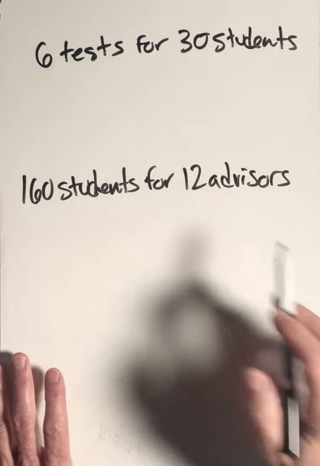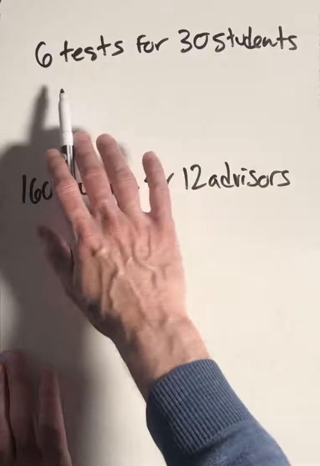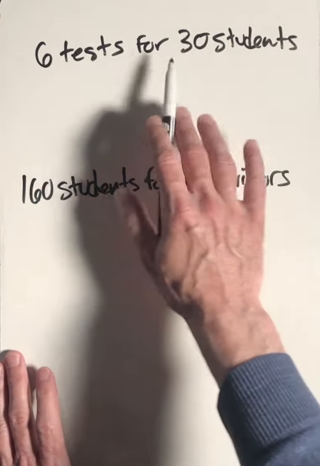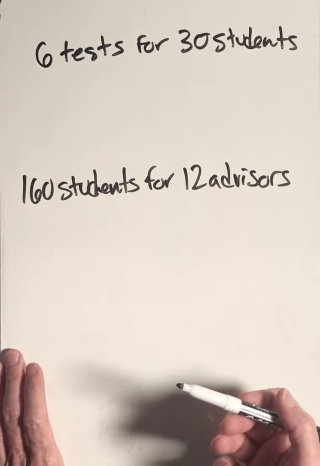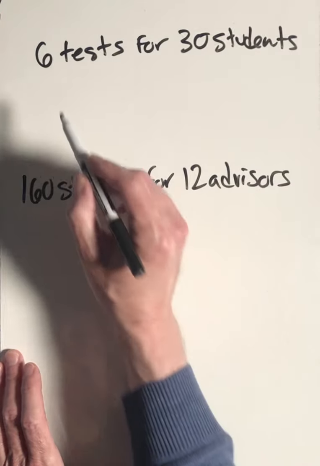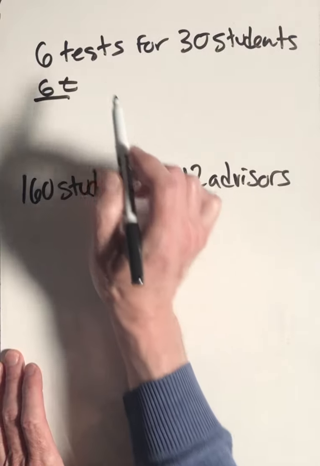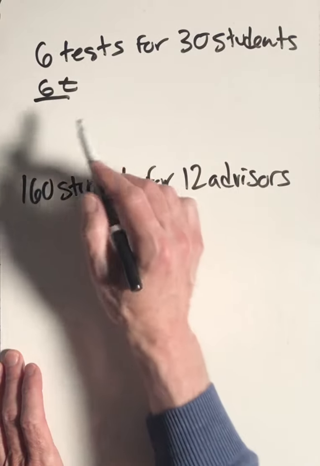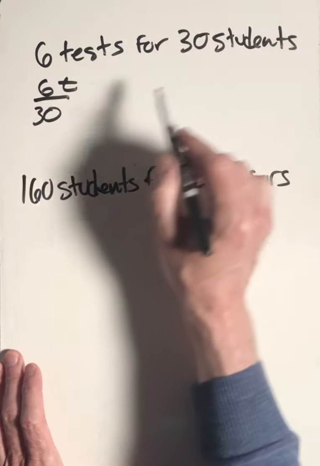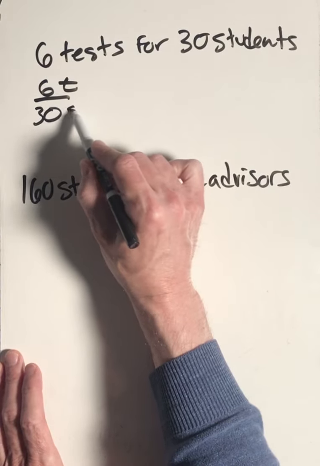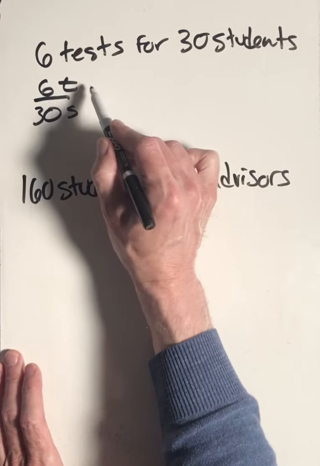Continuing with ratios, we will usually be given labels with the quantities. So 6 tests for 30 students, and we would need to write that as a fraction in simplest form. Again, the first number in the ratio is your numerator, and you can use a label there to help keep you organized. And the second number in the ratio is going to be a denominator. So I have 6 tests for 30 students.